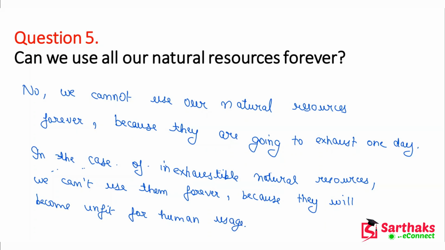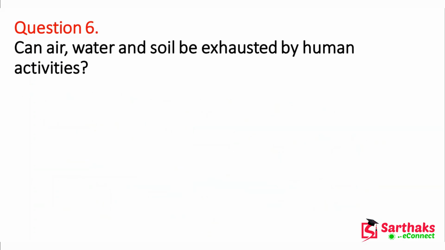Now, the next question that we are going to look at is, can air, water, and soil be exhausted by human activities? No, the answer is no, they cannot be exhausted by human activities, but they can be made unfit for human usage, as we have studied. So let's say water. Water cannot get exhausted, but maximum water is in our oceans, that is salty water. So we can't use sea water.